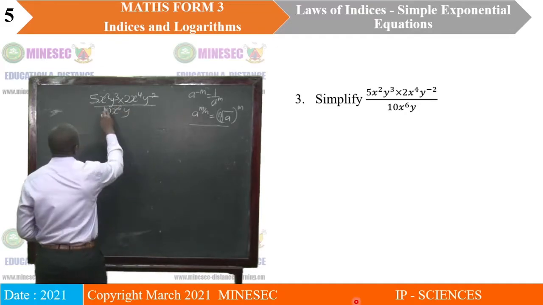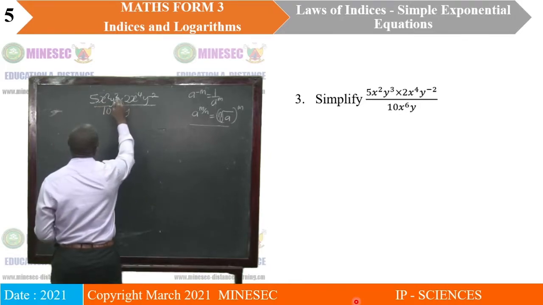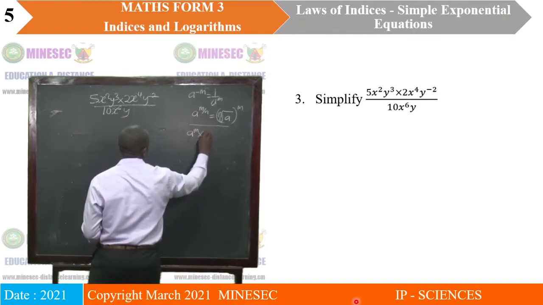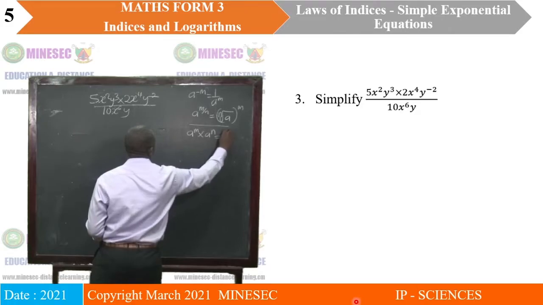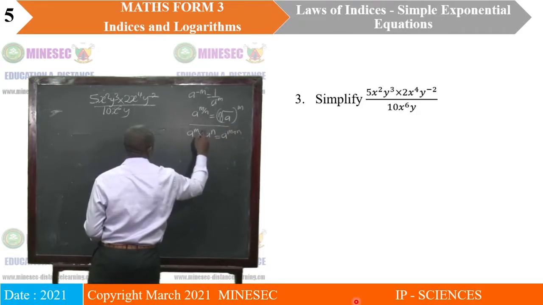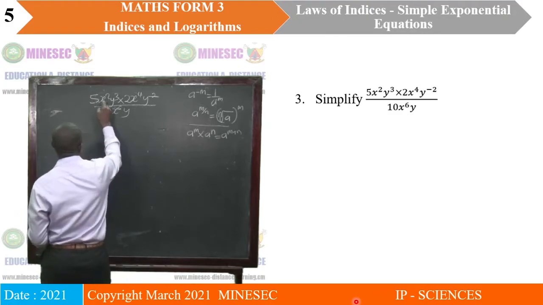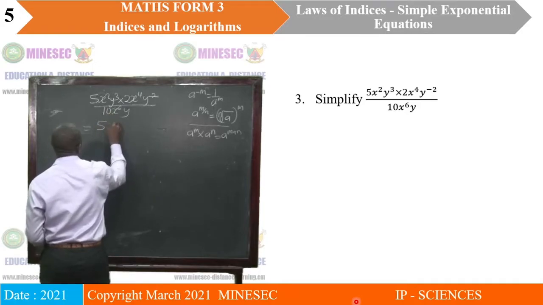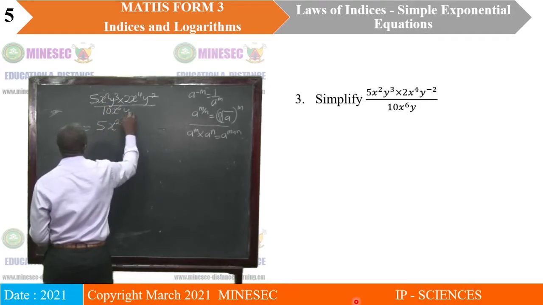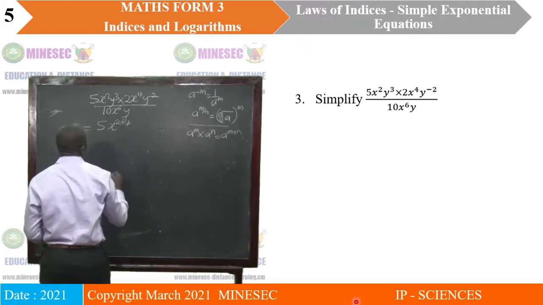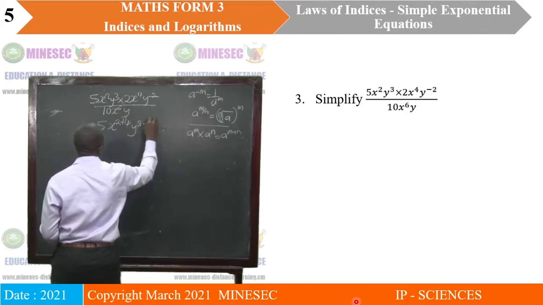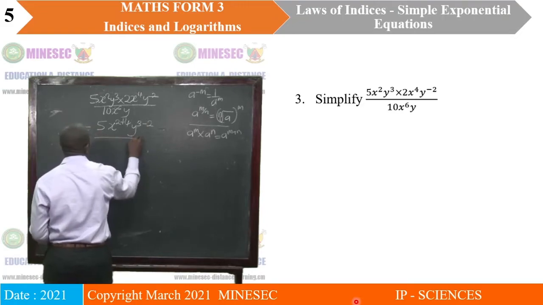So we will consider anything that has the same base, we will add their powers, because the addition law says that anything raised to the power m times that very thing raised to the power n will have a to the power m plus n. The first power plus the second power. So if we take x, we'll have 5x to the power 2 plus 4. And if we consider y, the first power there is 3 plus negative 2, which will be 1, on 10x to the power 6y.